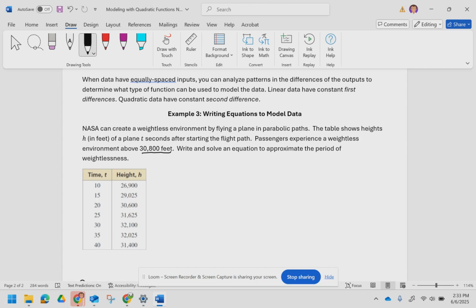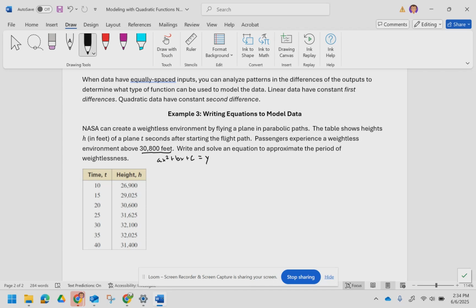All right, so before we can approximate the period of weightlessness, we need that equation to do so. Now notice we don't know the exact location of the vertex this time. All we have are a grouping of points. So I'm going to use our standard equation, ax squared plus bx plus c, to find our equation. And we're going to use values from the table.